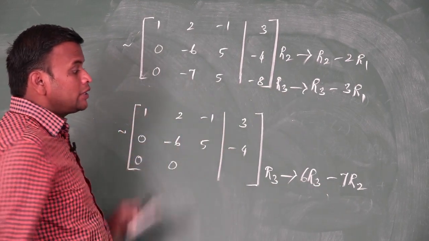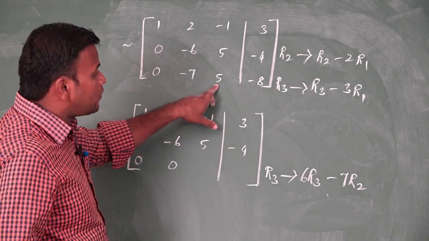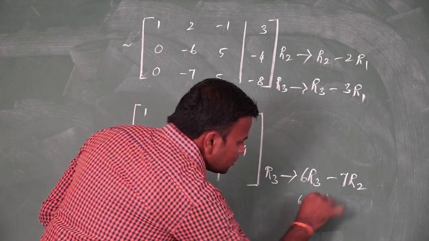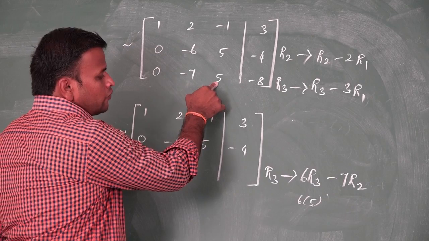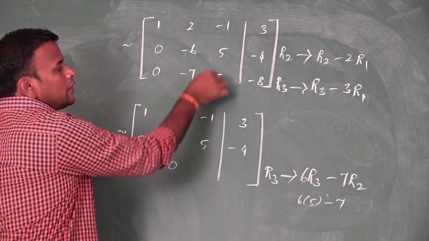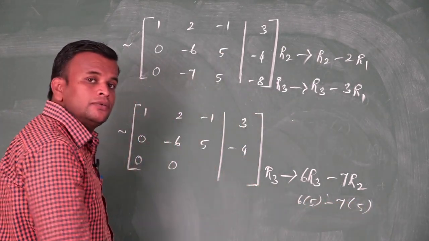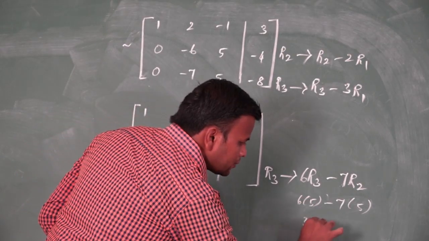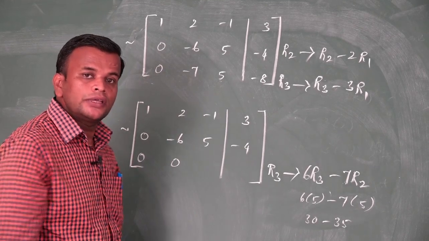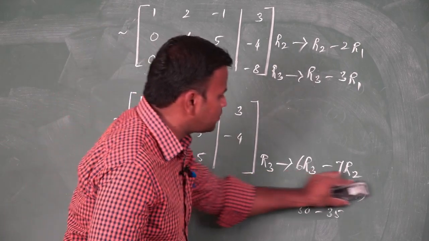So the remaining elements are very important. We write R3 as 6 R3. The element of R3 here is 5. I write briefly 6 into 5 minus 7 times the corresponding element of 5 in R2, which is also 5. What is the final value? 6 5s are 30, minus 7 5s are 35. 30 minus 35 is minus 5. This element is over.